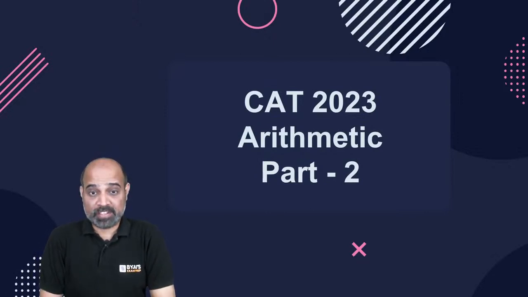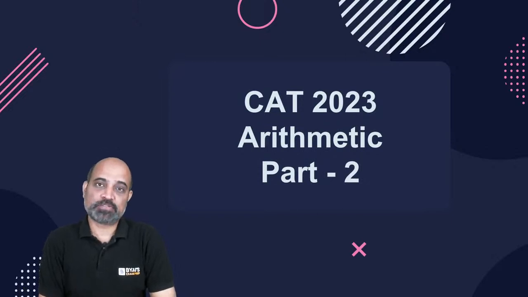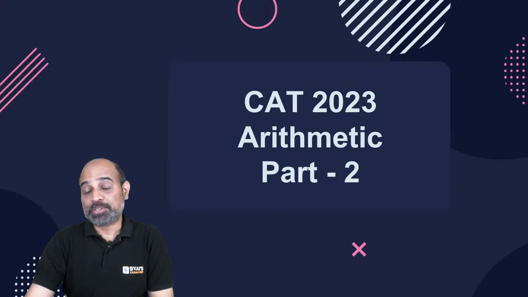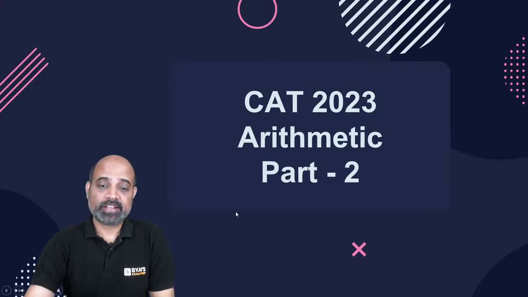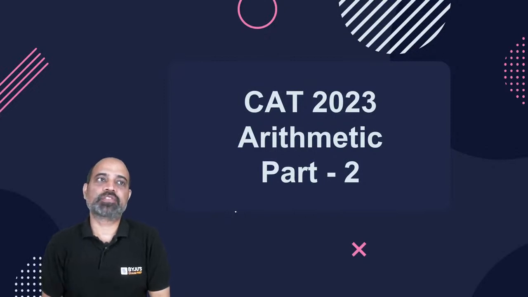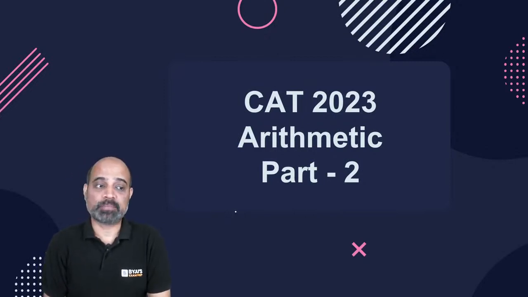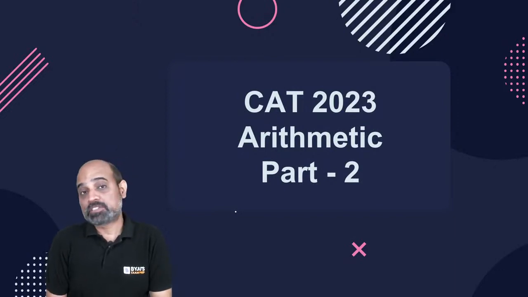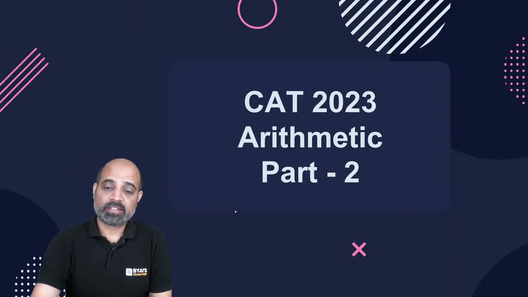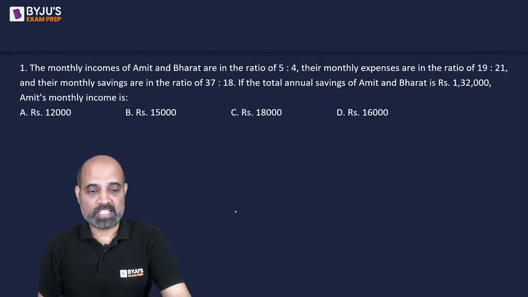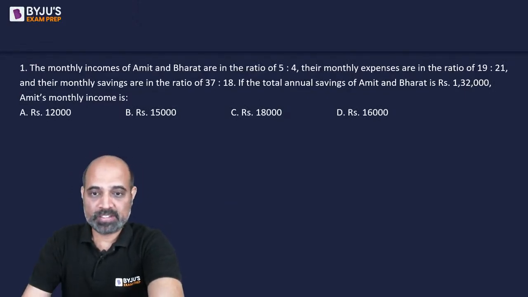My name is Naveen, and today we will continue with our series Basics of Quant Made Easy. Today is part 2 of arithmetic, so we'll be looking at questions based on arithmetic, which is going to be percentages, ratios, time, speed and distance, time and work, pipes and cisterns. Okay, so let's begin with our first question of today.